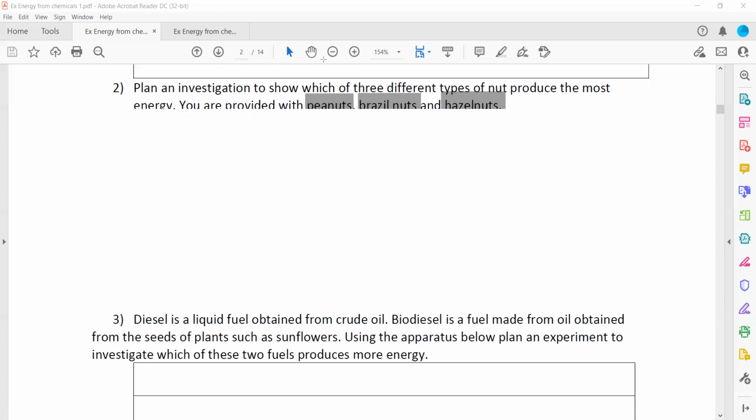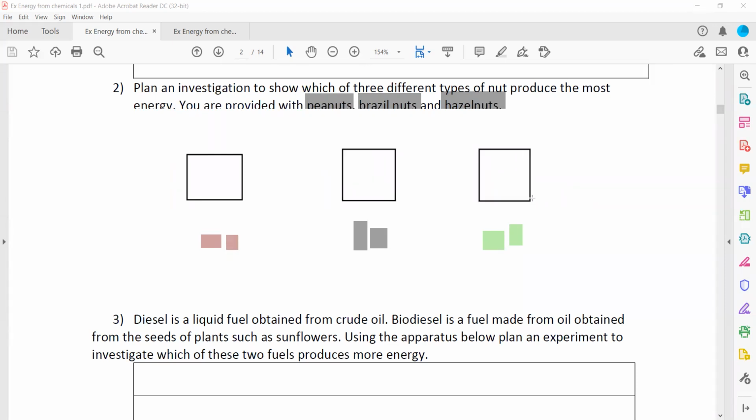So first, we'll take an equal amount of peanuts, Brazil nuts and hazelnuts. We'll take equal mass and equal size of each, because for a fair comparison we should have an equal mass of each type of nut. Then we'll place these nuts under a beaker which is filled with water.